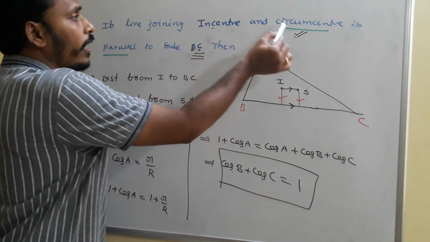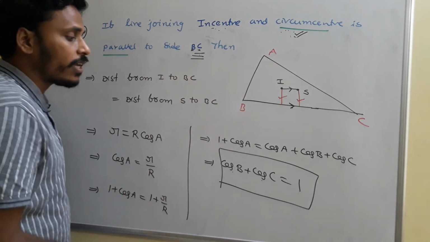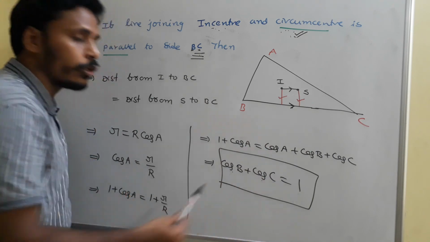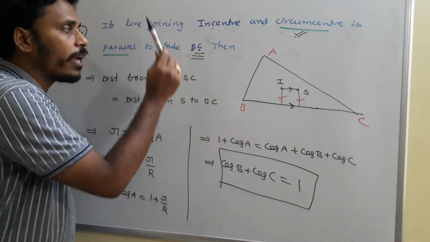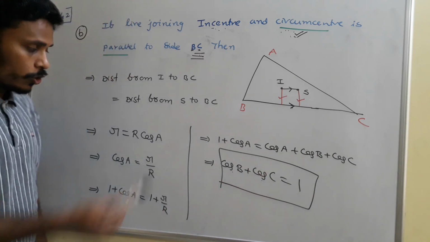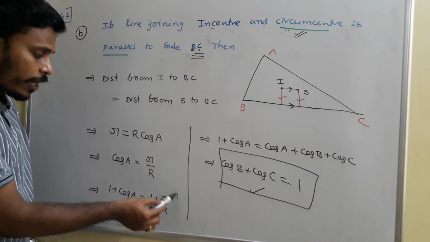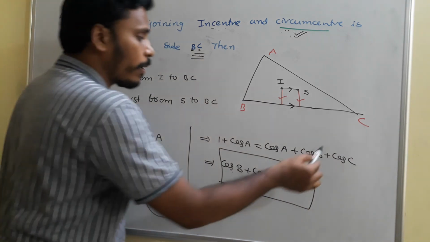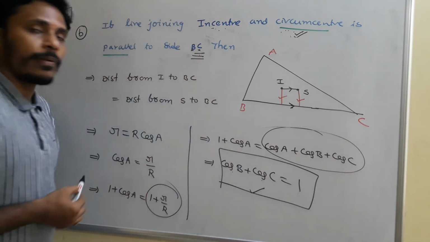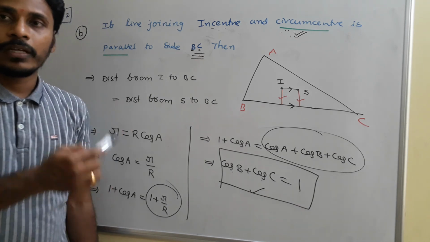If that line joining incenter and circumcenter is parallel to side CA, then we say that cos C plus cos A is equal to 1. If it is parallel to AB, then you say that cos A plus cos B is equal to 1. So to get this cos B plus cos C as 1, here we are using this 1 plus small r by capital R as cos A plus cos B plus cos C, which we already proved in some other point. Okay, just have a look.